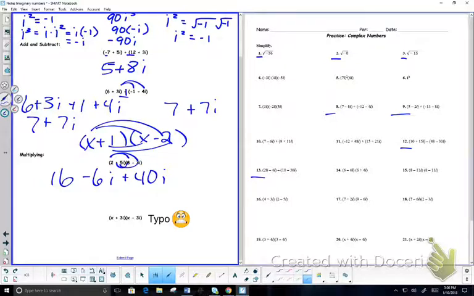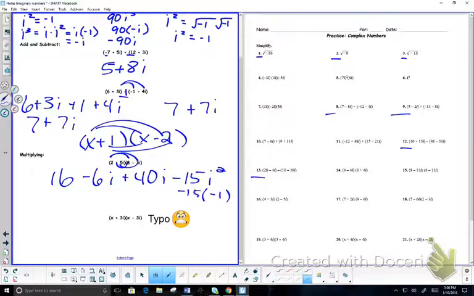5i times negative 3i is negative 15i squared, right? i times i is i squared. So what does i squared equal? Negative 1. So I got negative 1 here.